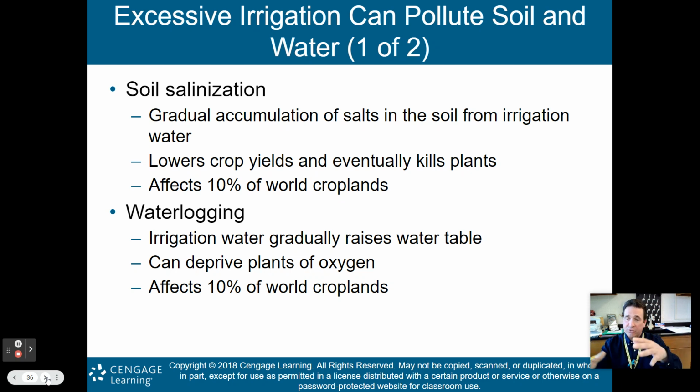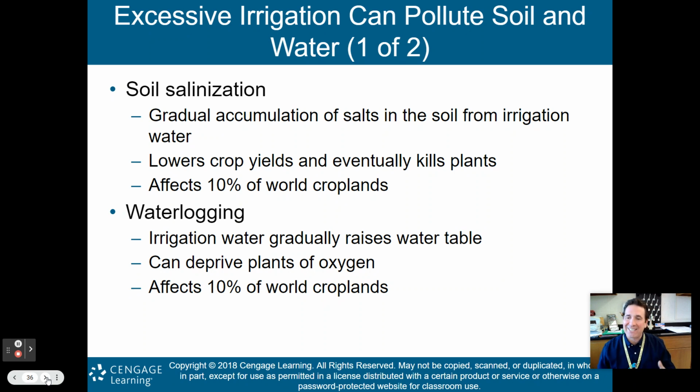So as the water filters through your land and dries out, it leaves the salt behind. Well, over years and years of using irrigation to create enough water for your crops, you unfortunately increase the salt content of the soil, called soil salinization, and that lowers crop yields and eventually kills plants. Plants do not grow well in salt, and this actually affects 10% of the world's croplands, which is already starting to lower those crop yields.